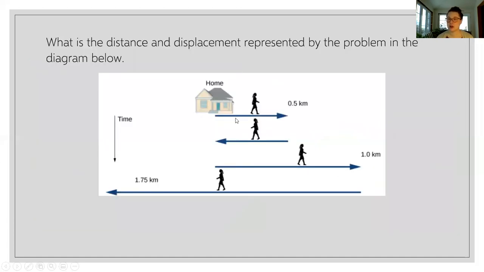Now, in this problem, we'll hide the thumbnail. So what's the distance and displacement represented by the problem in the diagram below? So we have an individual, they've gone half a kilometer from home, then they return home, then they go a kilometer from home, and then they go 1.75 kilometers in the other direction. In this case, our distance is going to be quite large.